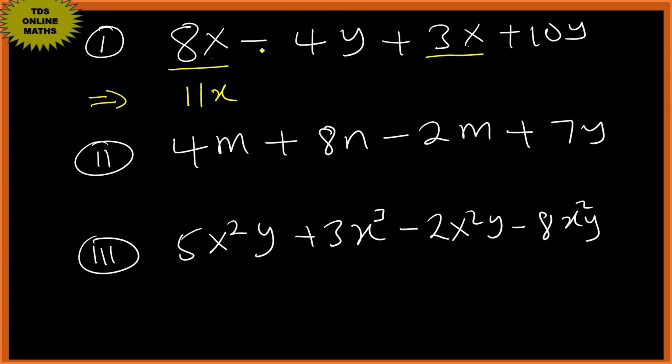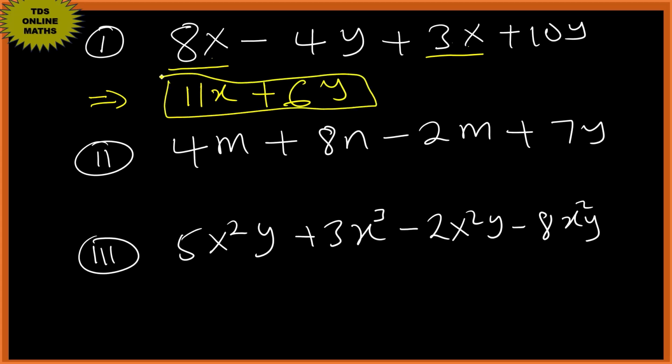And we also have negative 4y and plus 10y. So 10 minus 4 is 6. So we have 6y. So the correct answer for the first one is 11x plus 6y. Okay. Now let's look at the second example.